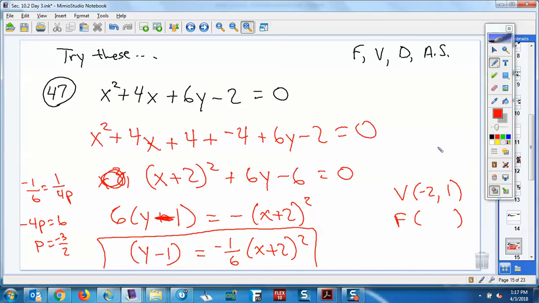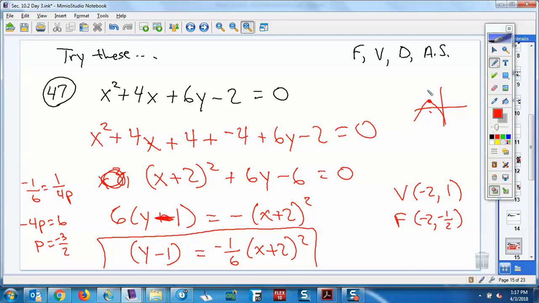So just -3/2. If I think of my vertex, -2, 1 would be here. This is a y equals parabola, so it's going to open down like this. So I'm going to go down 3/2 to my focus, which puts me right below there, at -2, -1/2, because I'm going down 3/2.